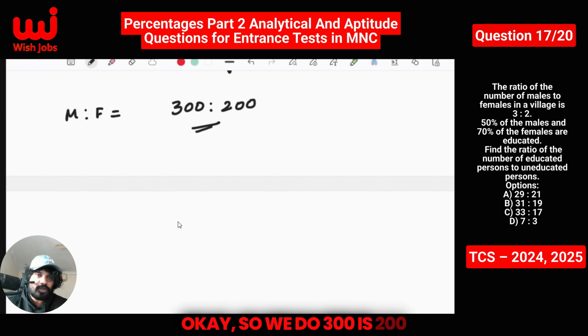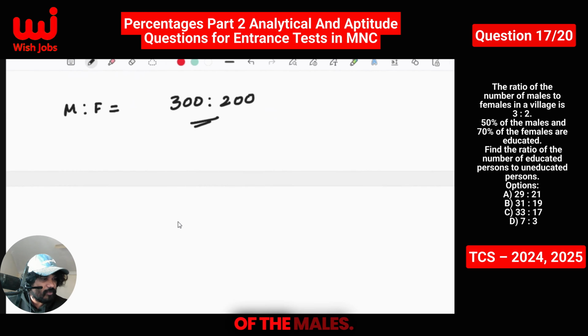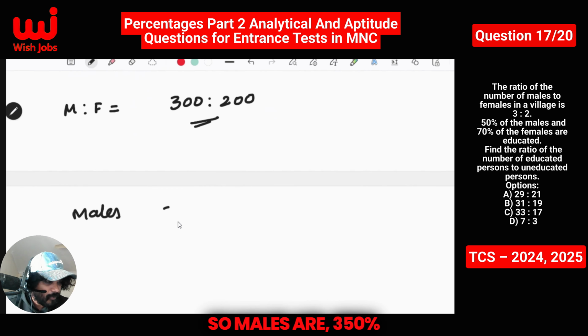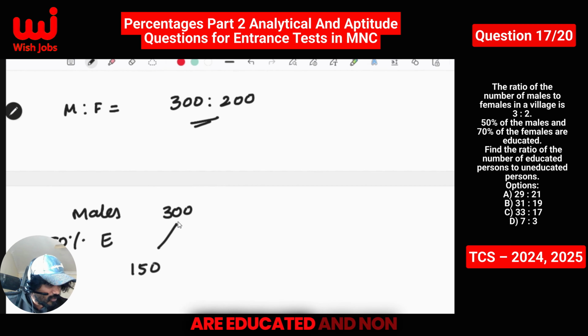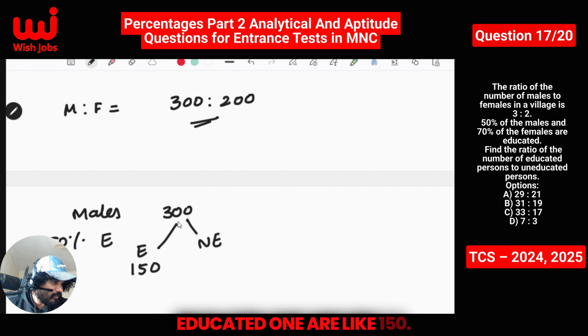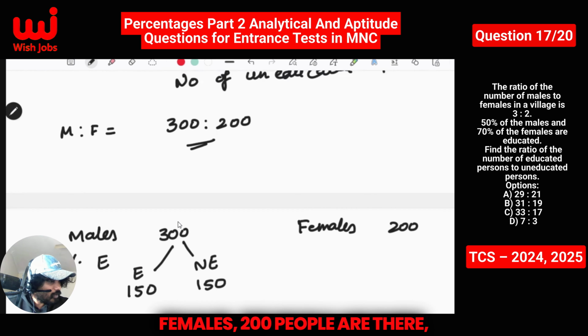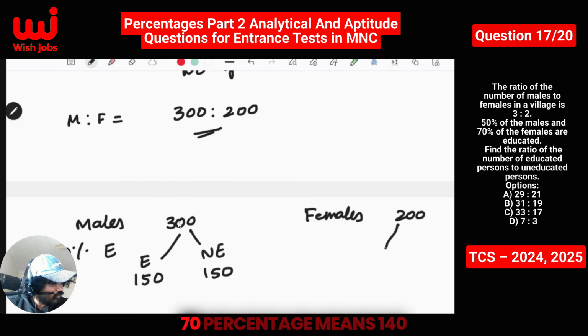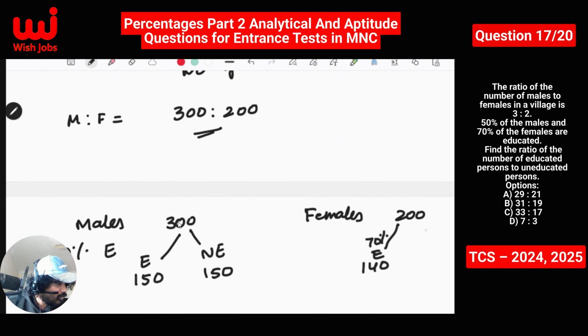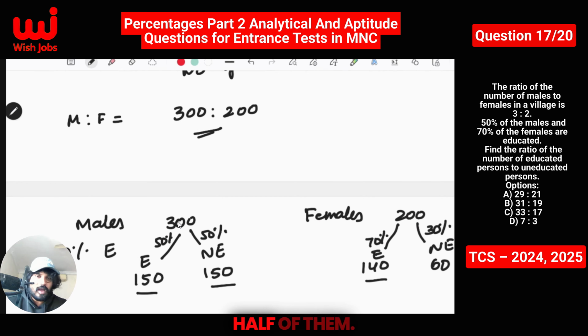So we took 300:200. Out of the males, which are 300, 50% of them are educated. That means 150 people are educated and non-educated ones are also 150. Females, 200 people are there, out of which 70% are educated. 70% means 140 people are educated, plus 30%, which are non-educated, are 60. You know how we got these numbers? Half of them, clear, excellent.